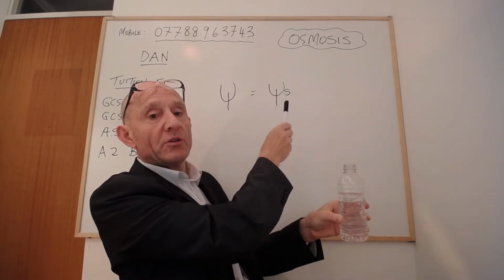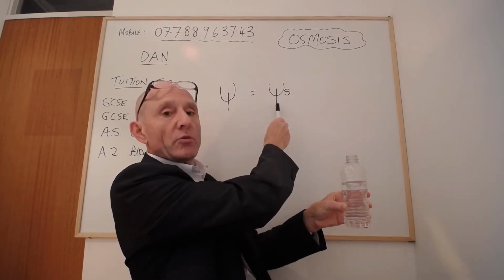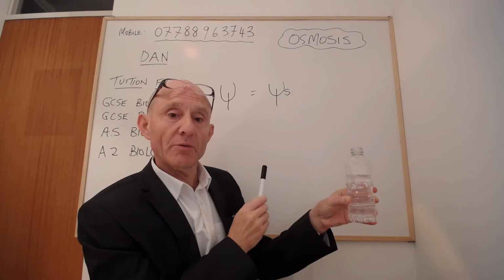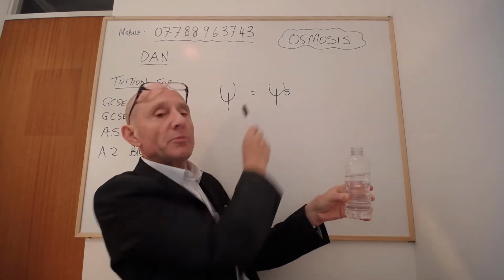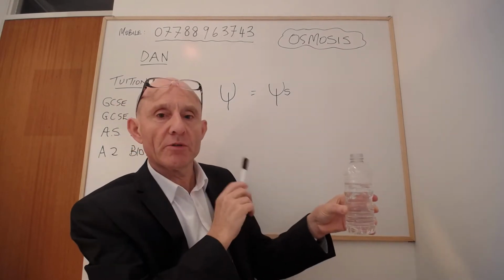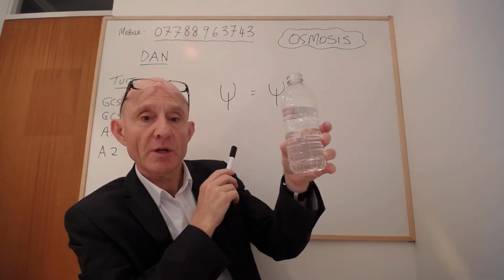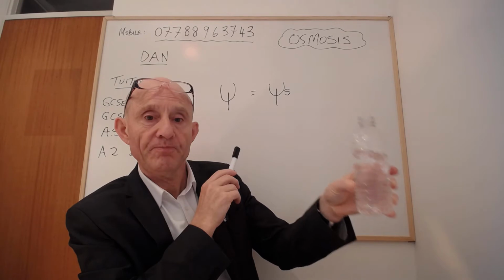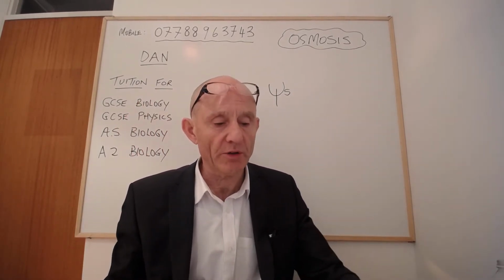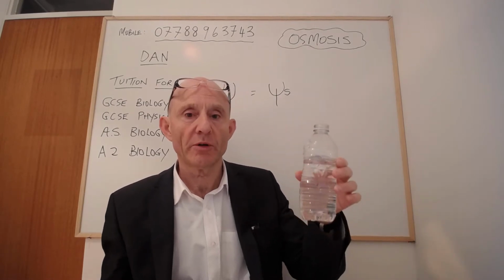So if I ask you then, if the solute potential of pure water is zero, what's the water potential of pure water? And the answer is, it's zero. In other words, if you know the solute potential of a solution or water or whatever, then you know its water potential. So the solute potential of pure water is zero, and the water potential therefore is zero. Okay? So that's the first thing you want to get. Water potential of pure water is zero.